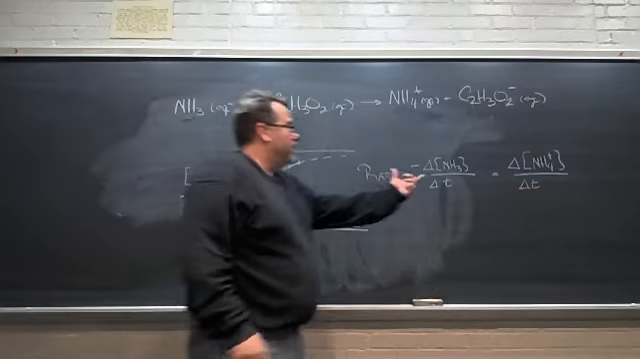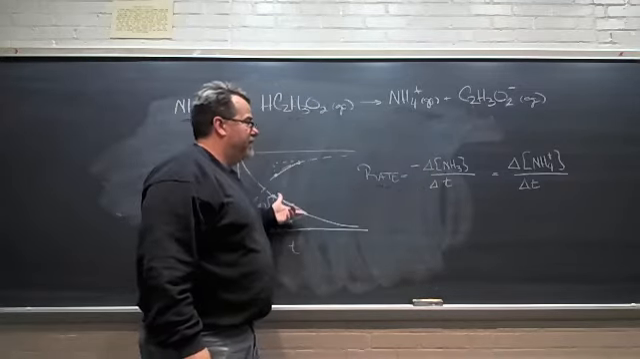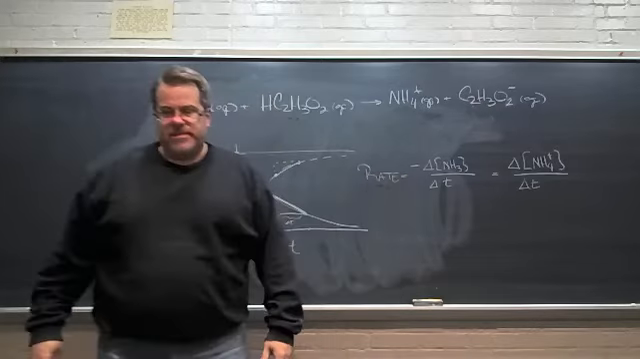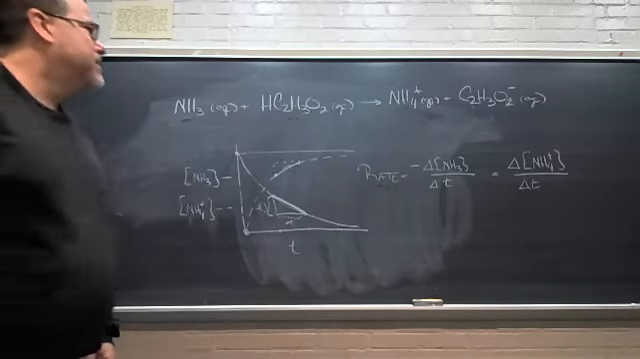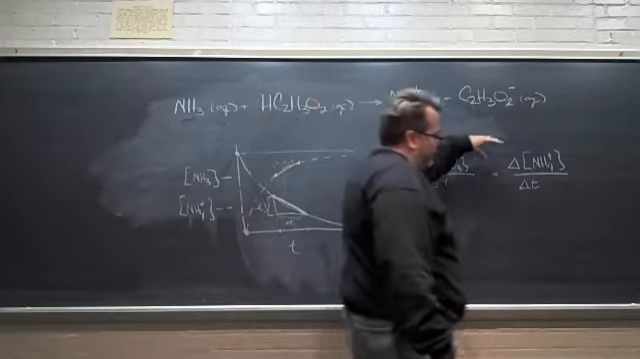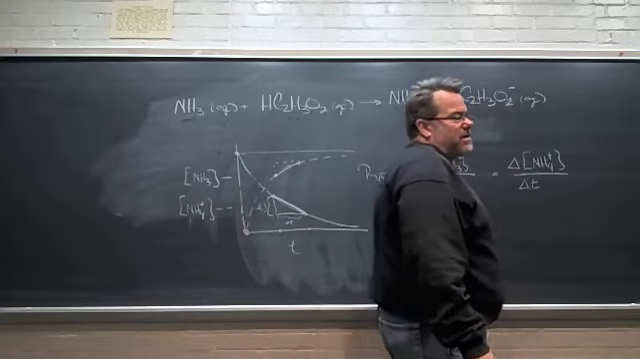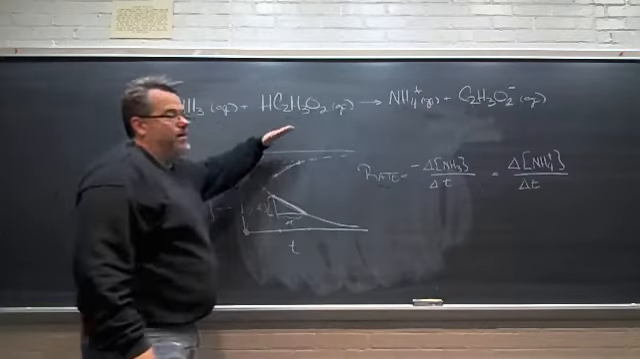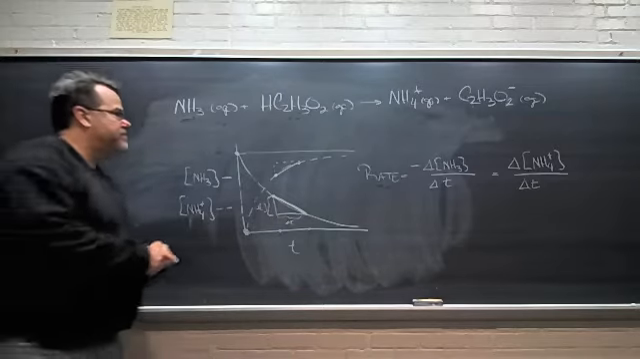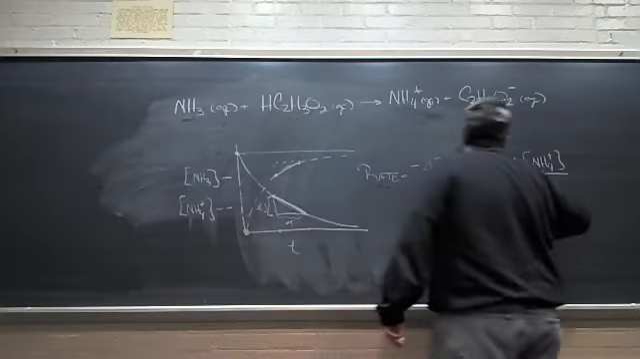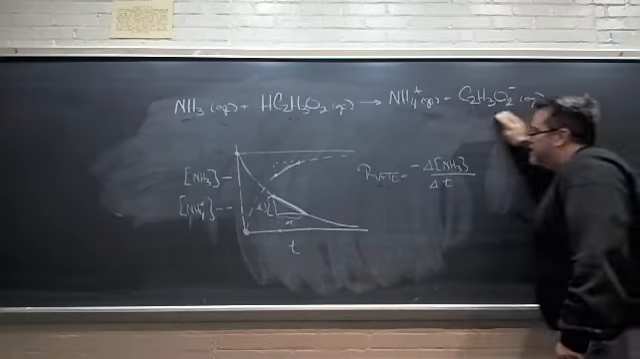Okay. So when you calculate this number, you get a negative value for the slope, but just change the sign for the rate so that the rate is positive. For a product, if you calculate the change in concentration divided by the change in time, you'll get a positive number. Okay. All right. Let me show you another similar problem.